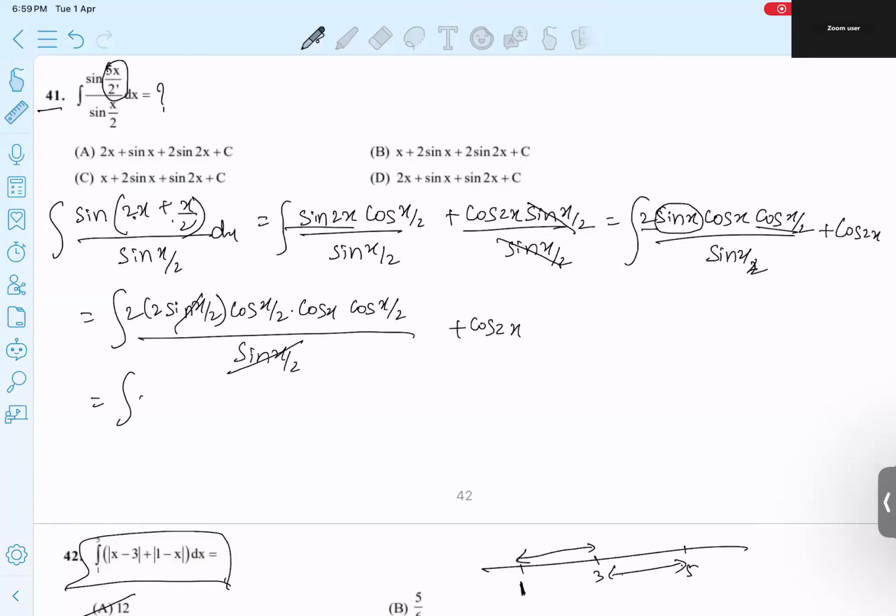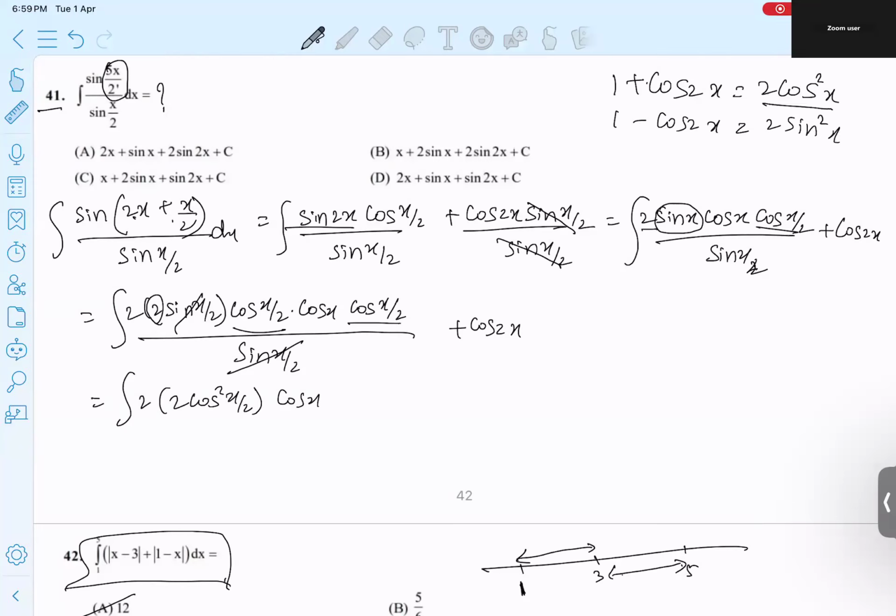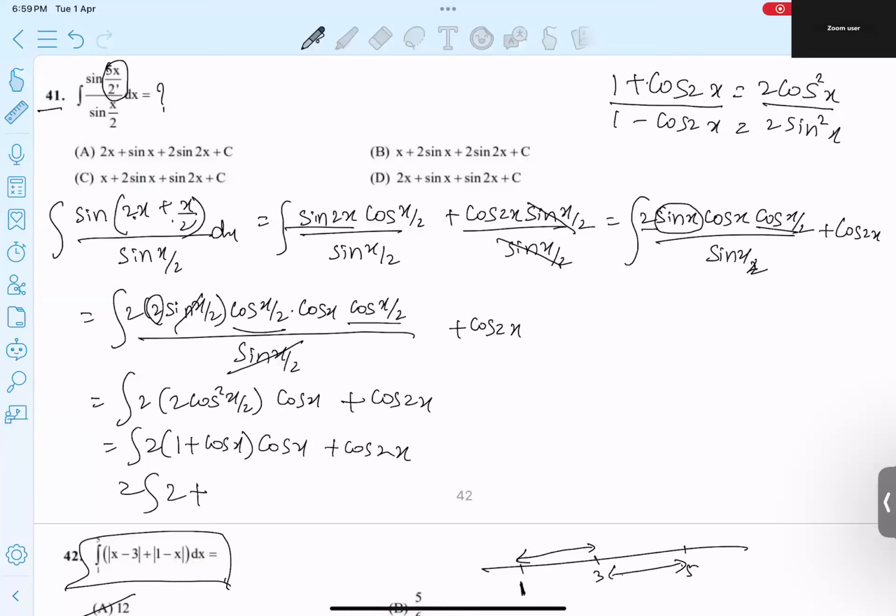Okay, cancelling these two gives us, students, 2 cos into cos, which is 2 cos square x by 2, into cos x. We know the formula: 1 plus cos 2x is 2 cos square x, and 1 minus cos 2x is 2 sin square x. So 2 cos square x by 2 will be 1 plus cos x. On substituting this, 1 plus cos x, into cos x, plus cos 2x remains the same. This can be rewritten as 2 plus, multiplying these two, 2 cos x plus 2 cos square x plus cos 2x.